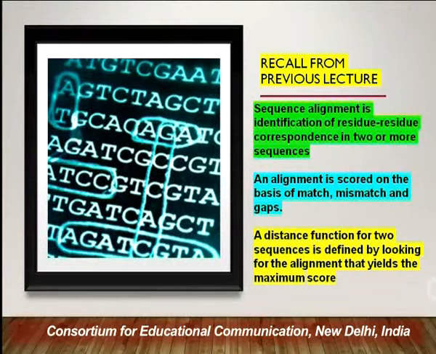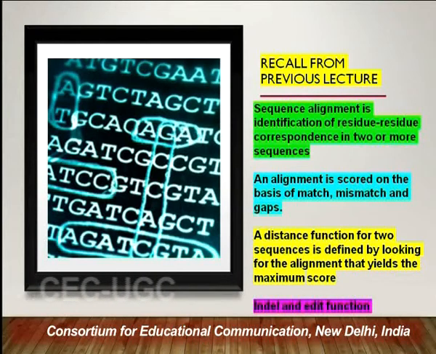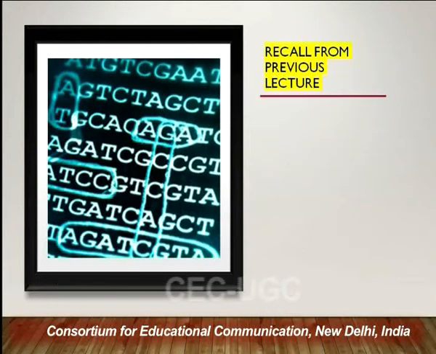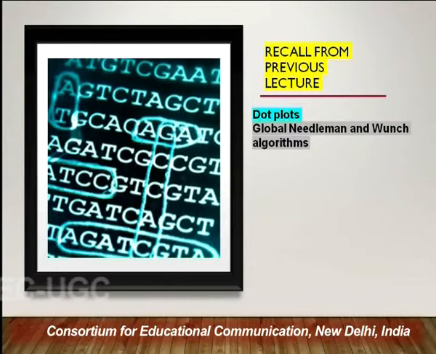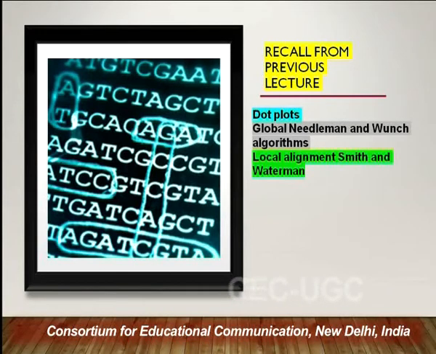A distance function for two sequences is defined by looking for the alignment that yields the maximum score. We have indel and edit functions which are used for making an alignment. We used dot plots in the last lecture. We talked about the global Needleman-Wunsch algorithm. We also talked about the Smith and Waterman algorithm.